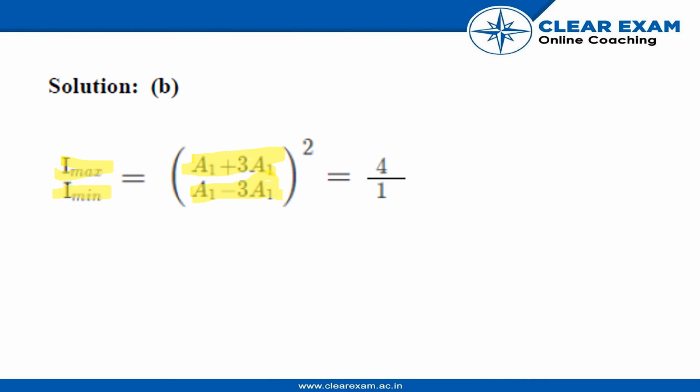So if we divide these both terms, because we have to find the ratio of Imax to Imin, that's why we have to divide these terms. So a1 plus 3a1 is 4a1, and in the denominator it is 2a1, or a1 minus 3a1, and square. Okay, so after solving it we will get 4 is to 1.